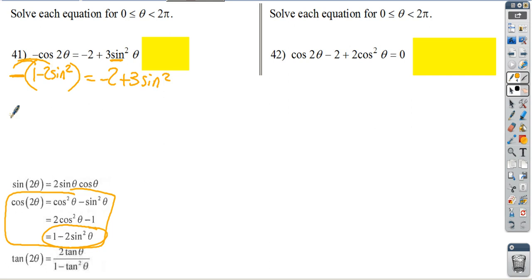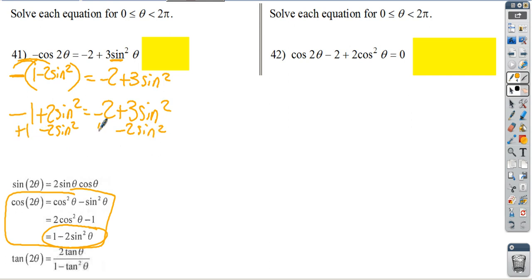So we'll distribute the negative, so negative 1 plus 2 sine squared equals negative 2 plus 3 sine squared. Let's put everything on the same side, so we'll subtract this 2 sine squared, and we will also add back this 1. So we're going to get 0 is equal to negative 2 plus 1 is negative 1, and we'll put that right here. And 3 sine squared minus 2 sine squared is 1 sine squared.